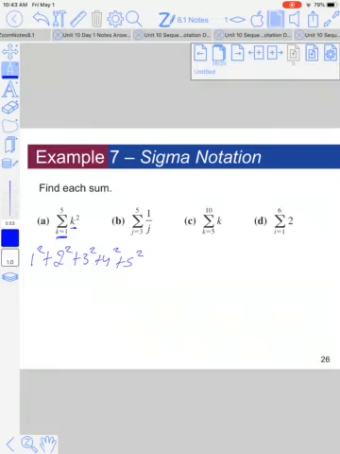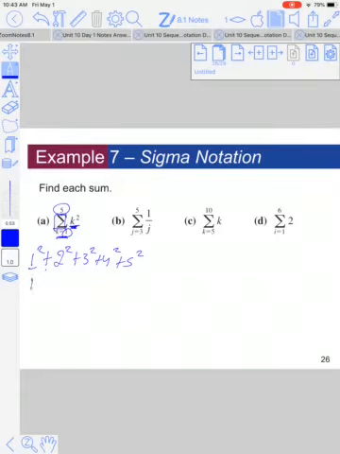Why did I stop at 5? Because that's where it said to stop. Why did I start with a 1? Because that's where it said to start. Why did I square them? Because that's what the explicit equation told me to do. Why am I adding them up? Because that's what sigma tells me to do. So sigma notation is pretty cool.